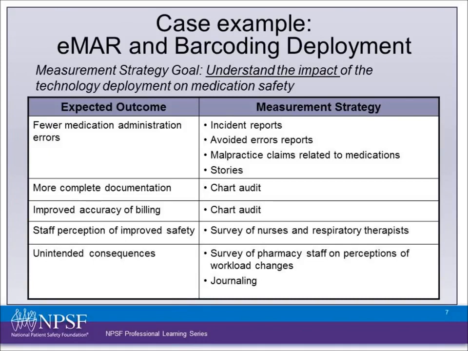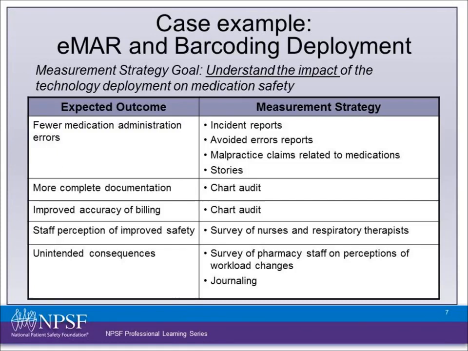So let me begin with a measurement strategy. In this example, our goal was to understand the impact of the technology deployment on medication safety. We had 4 expected outcomes that we were watching for as we deployed this. The first was that we would have fewer medication administration errors. And to measure that, we looked to 4 sources of data: incident reports about medication errors, the actual avoided errors reports that came out of the technology, a report of our malpractice claims related to medications, and finally the stories that we collected from staff along the way.